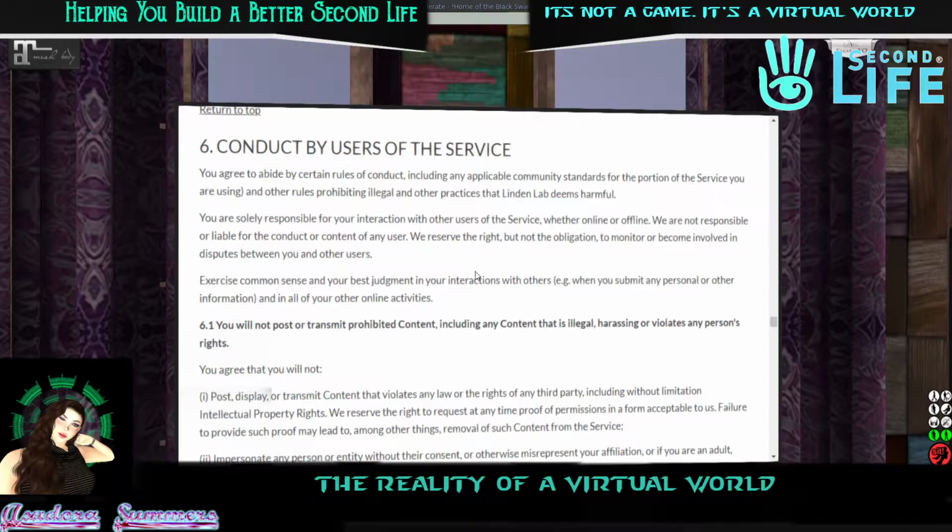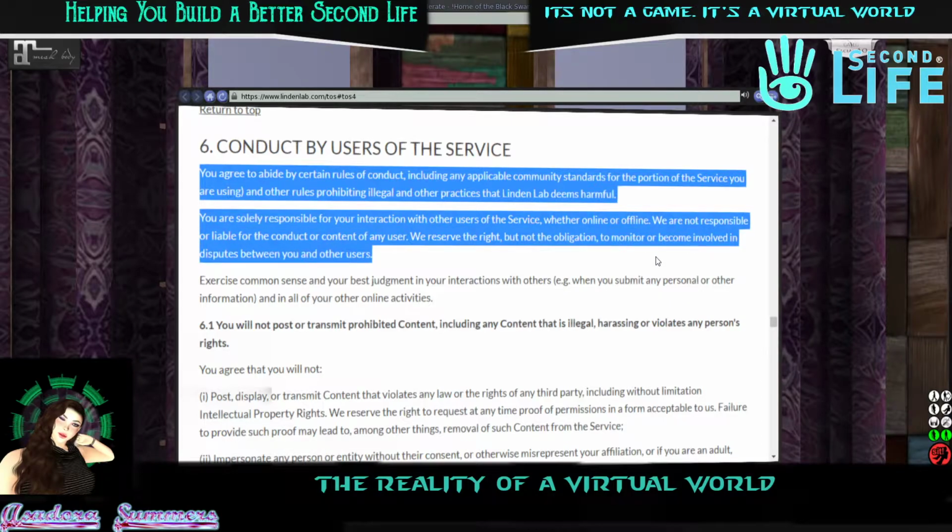Again, this is Second Life's Terms of Service, Section 6, Conduct by Users of the Service. You agree to abide by certain rules of conduct, including any applicable community standards. Now, I'll pause here. The community standards is separate from the terms of service. We will go into the community standards right after this section. I'm not sure if it'll be in this video or another video. It depends on time.